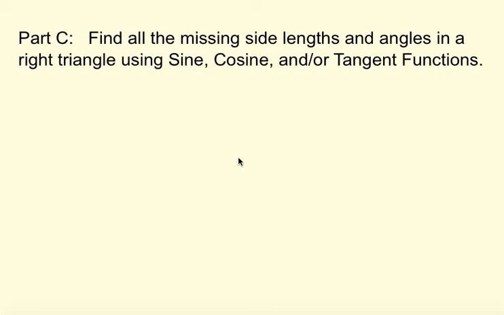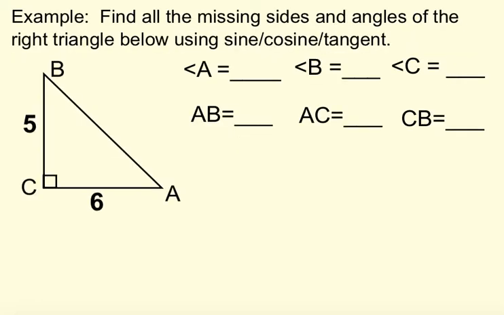In this video, find all the missing side lengths and angles in this right triangle using sine, cosine, and our tangent functions. So here's a right triangle that we give you. We want to find all the sides and angles. So let's pick apart what we know so far. We know angle C is a right angle, so that has to be 90 degrees.